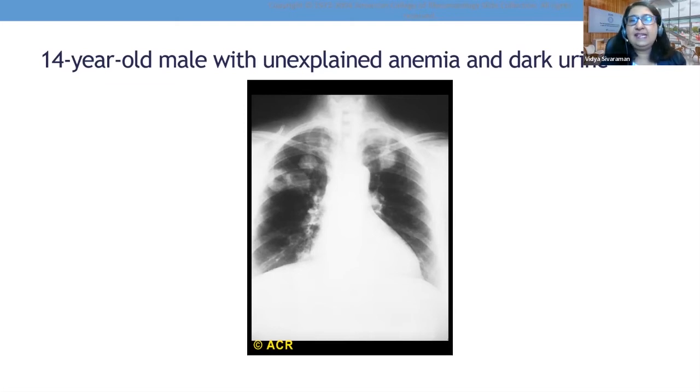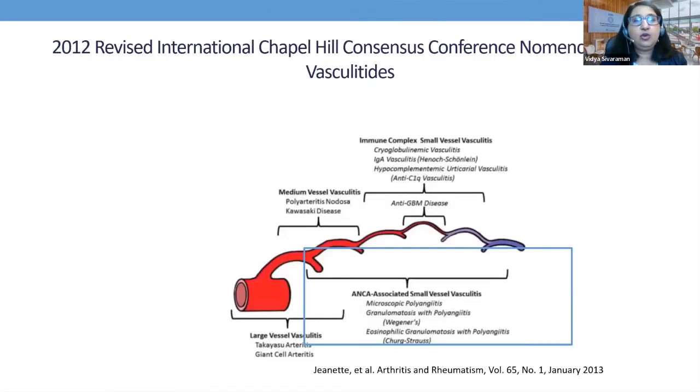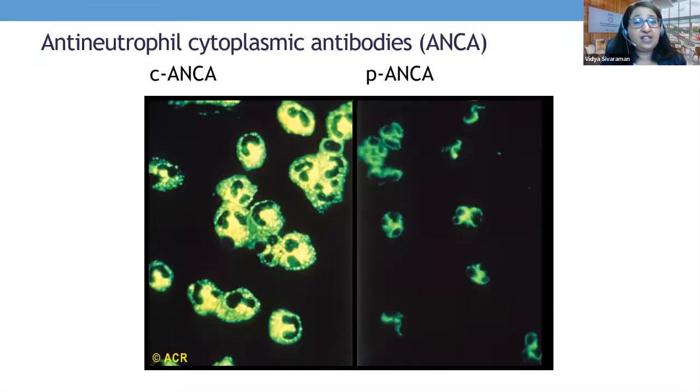So basically, this is a 14-year-old male who comes to us with an unexplained anemia and dark urine. I will not go into the details, but what this patient gets diagnosed with is this little group of diseases at the bottom, which is called the ANCA-associated vasculitis. This is a group of diseases that can affect the heart and lungs. It is named after this antibody test called the ANCA, or anti-neutrophil cytoplasmic antibodies.